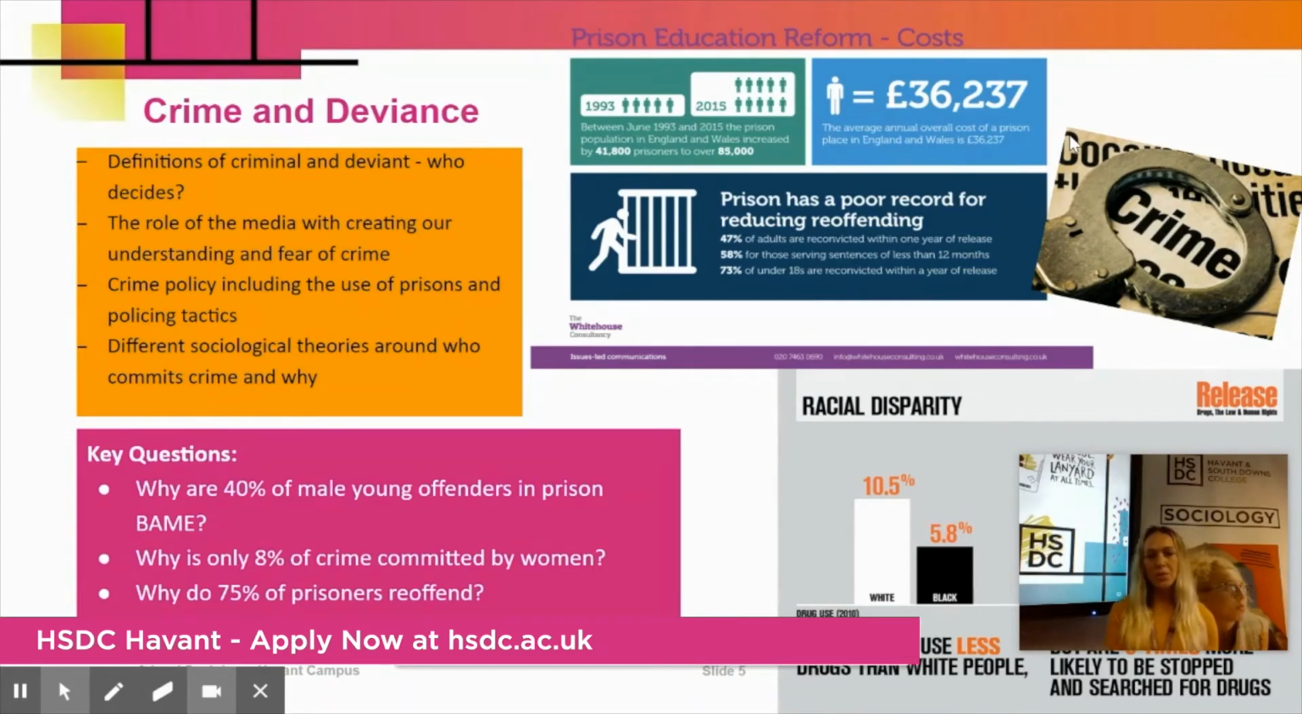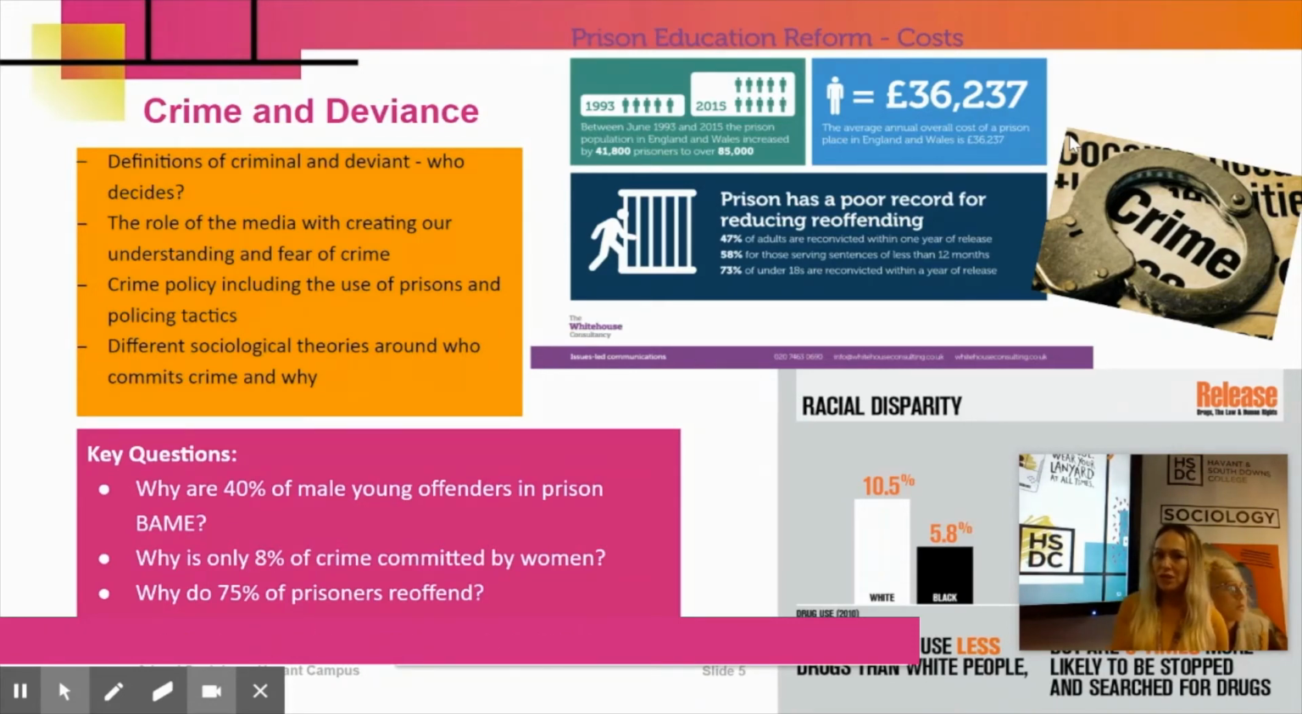Some of the key questions that we'll answer within the second year will be why are 40% of male young offenders currently in prison part of a Black, Asian or mixed ethnic group? Why is only 8% of crime committed by women? Is that statistic realistic? Why do 75% of prisoners reoffend? And who are the UK's main drug users? And that will feed into our understandings of the media.